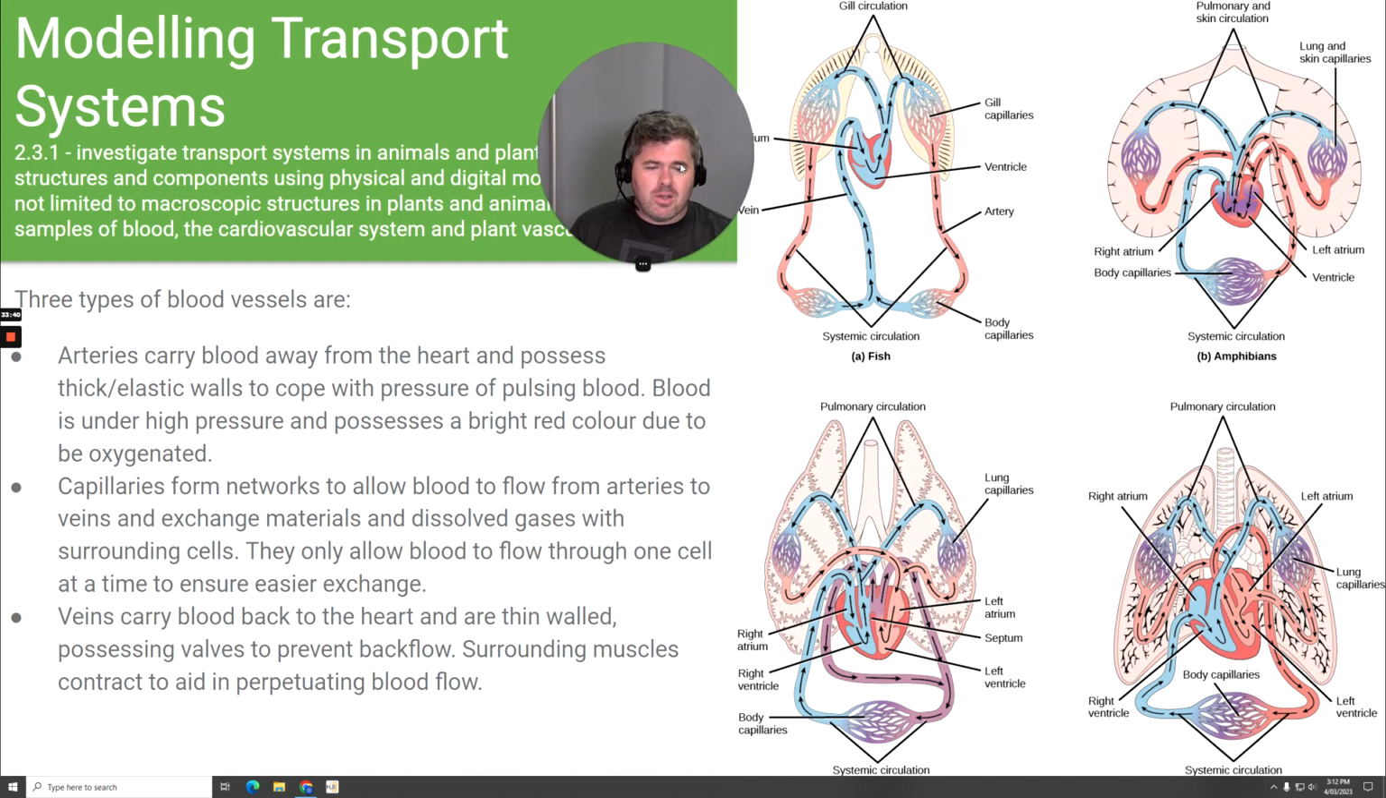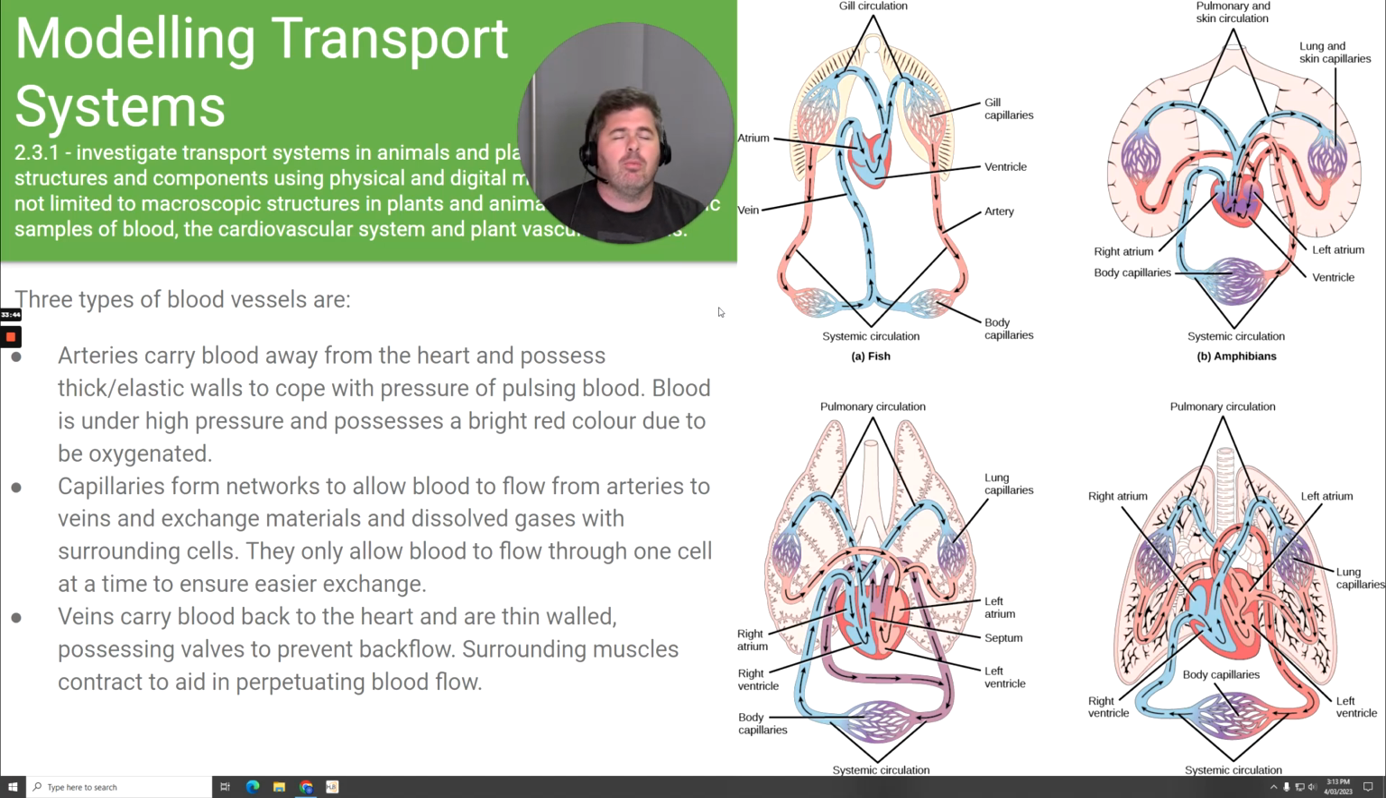Now, there are three types of transport vessels that we use throughout the body, or throughout a body like ours, in a closed system. They are arteries, capillaries, and veins. The descriptions for which can be found here.